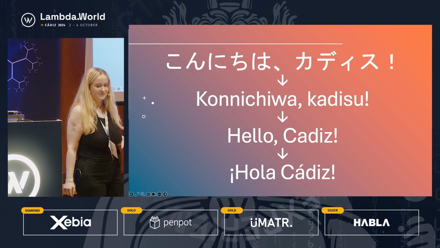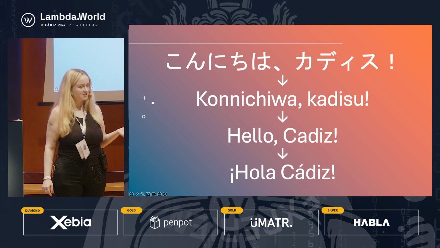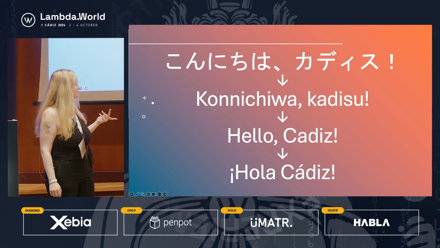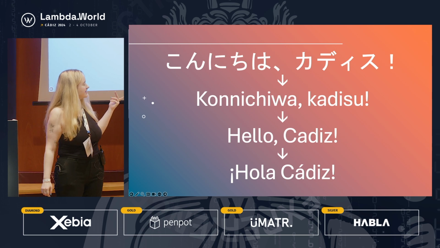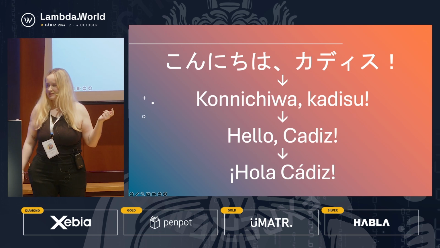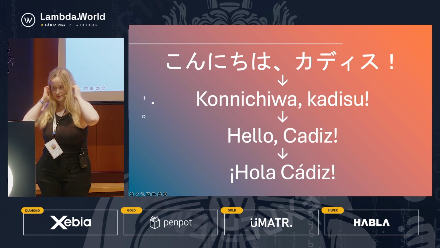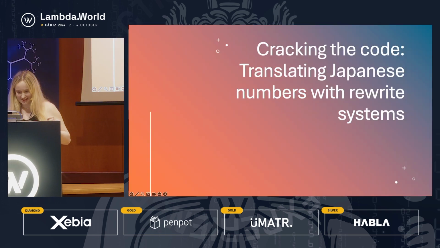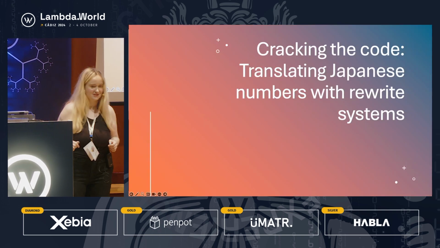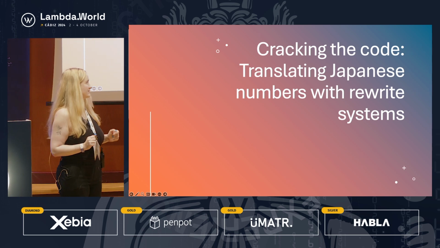A rewrite system is something which takes a structured input and systematically transforms it into something else. So in this case, we're going from Japanese characters to Roman alphabets to English to Spanish, which brings me to the title of my talk, which is Cracking the Codes, Translating Japanese Numbers with Rewrite Systems.